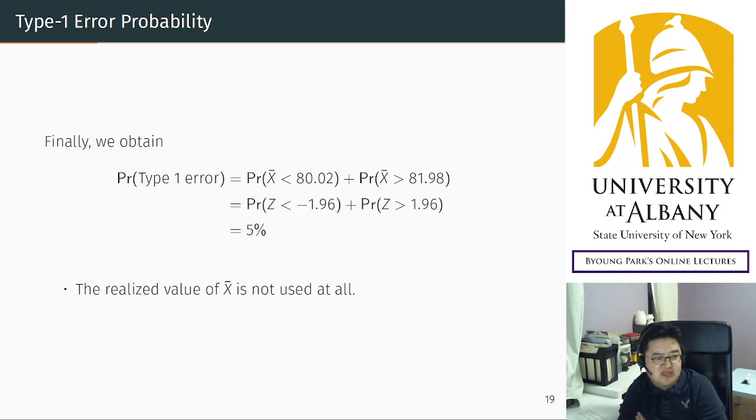One thing you need to note here is that so far I did not say what the realized value of x bar is. It's because x bar is treated as a random variable. That means we do not fix x bar to one realized value. It can take many different values because it is random. So the realization of x bar is not needed. It's like we are calculating the probability of a wrong rejection. Okay, that's one thing I want to say here.